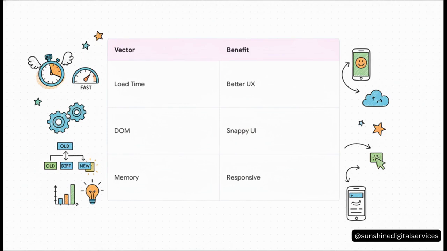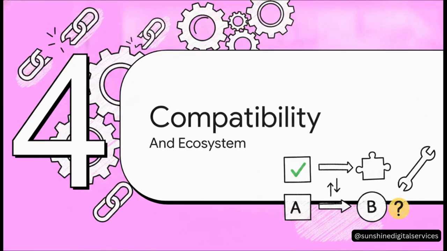Preact uses a super finely tuned diffing algorithm on its virtual DOM. Basically, it calculates exactly what changed and only updates those specific parts, guaranteeing really snappy UI rendering. And finally, reduced memory usage. By keeping a leaner architecture under the hood, it uses way less memory than its heavier counterpart. So if your users are on older phones or resource-limited devices, your app stays fluid and responsive instead of just straight-up crashing. Moving on to compatibility and the broader ecosystem.